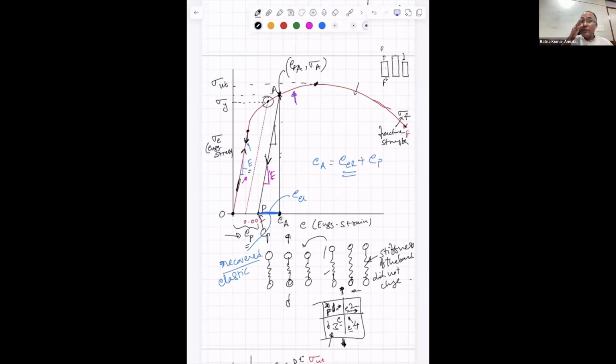Any material, once it goes beyond the yield point, when you unload it, its yield strength will be more than what it was to begin with. Okay?